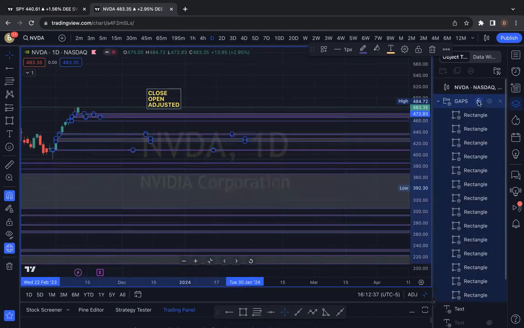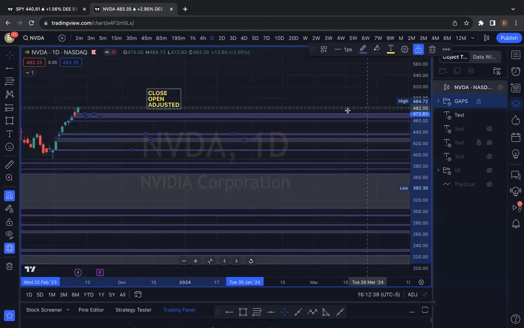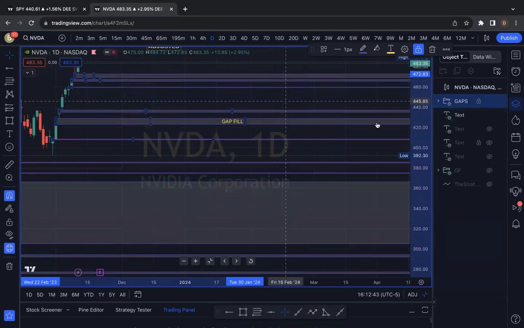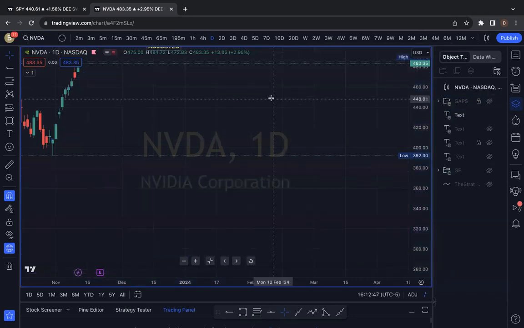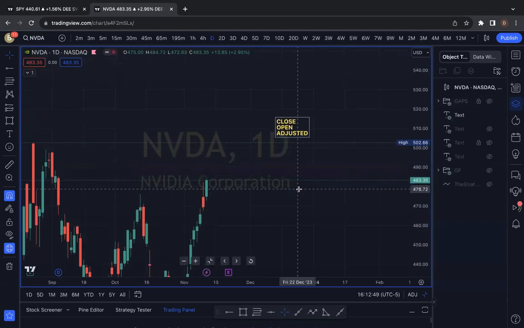And I want to lock them all at the same time. I can lock it and then collapse that folder, and that's all I'll see. And whenever I don't want to look at it while I'm trading or whatever the case may be, I just hide them and I go about my day.